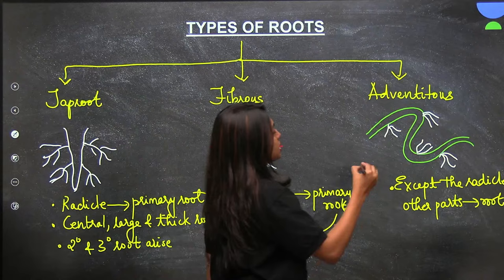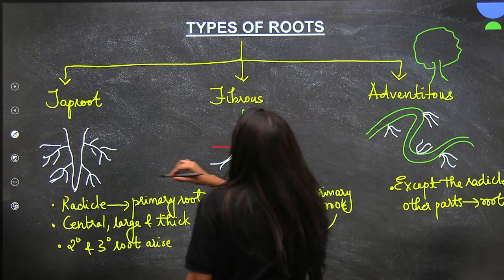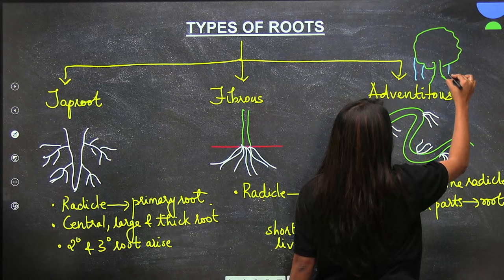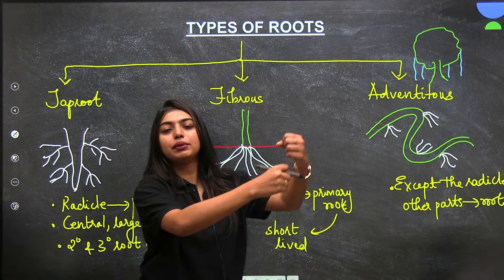Now, students, another example is what? Here I'll draw your banyan tree. All of you have seen a banyan tree, right? In a banyan tree, if you noticed, you will see roots arising like this, the prop roots. You people think it is a swing for me to play around. God has created a natural swing for me to play around.